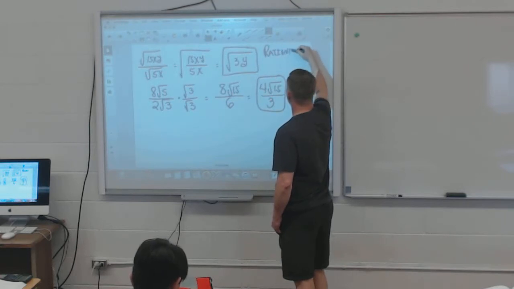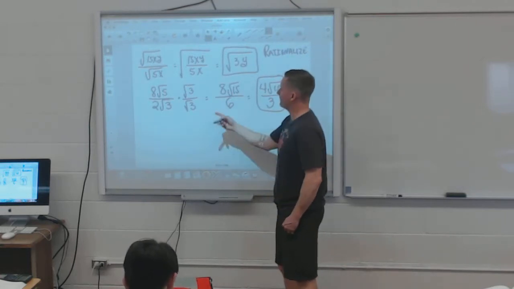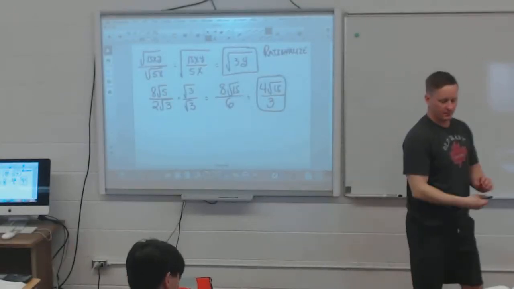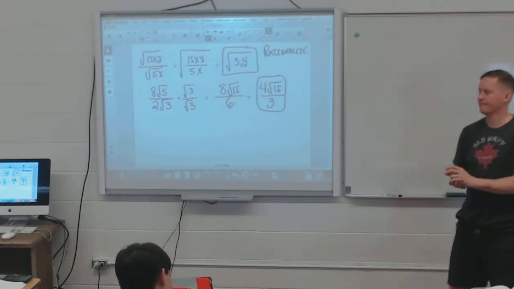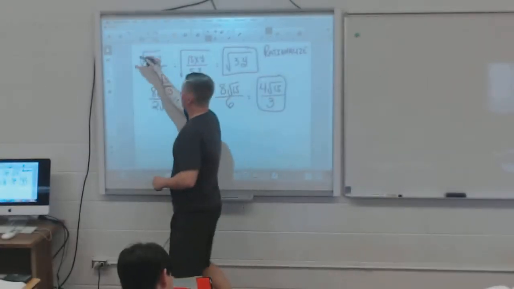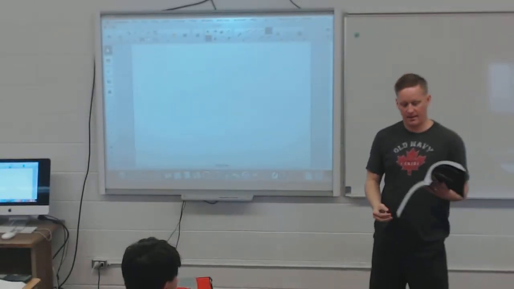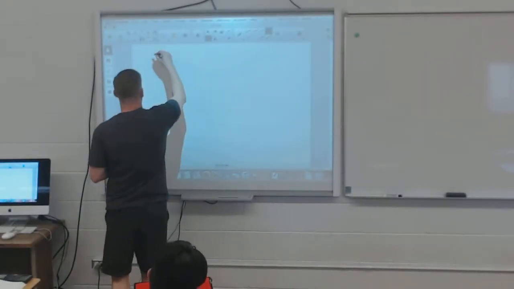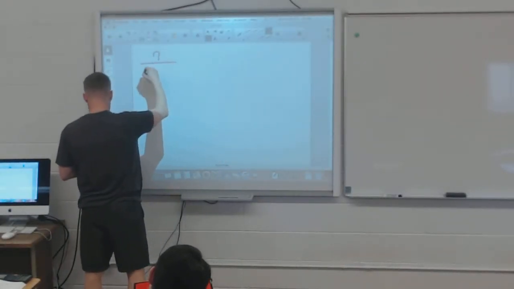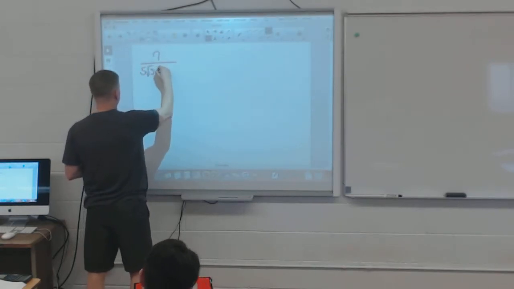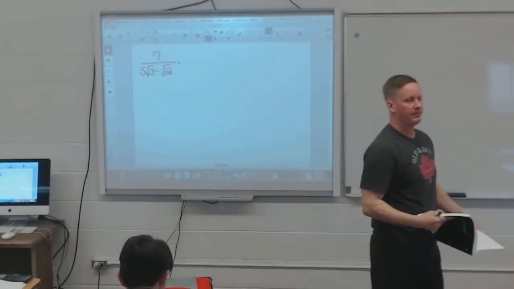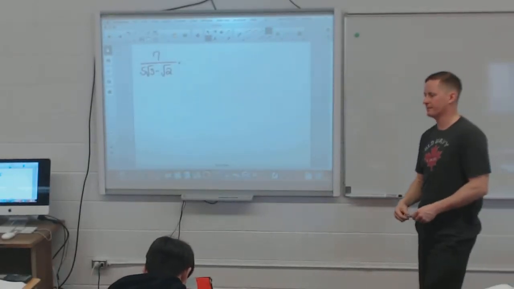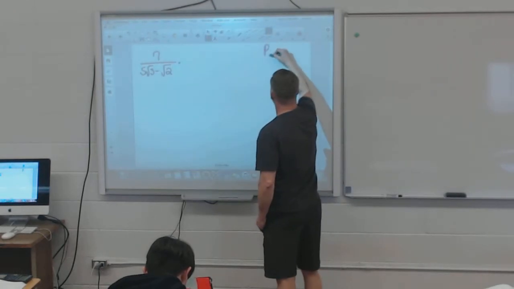And to do that, I multiply the bottom by the same as the square root. But it's not that easy. It is when I have single values, but what happens when I have a subtraction or addition on the bottom? So I have this now. Okay. I need to multiply this bottom by something so that I get rid of the square root. So I want to rationalize it.